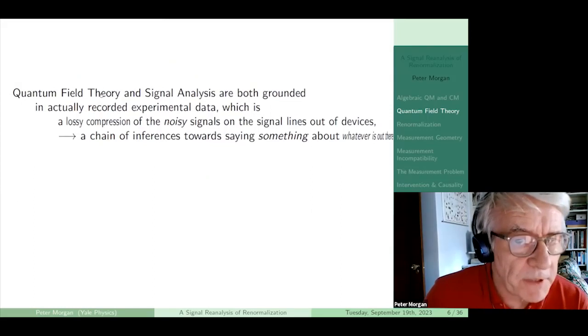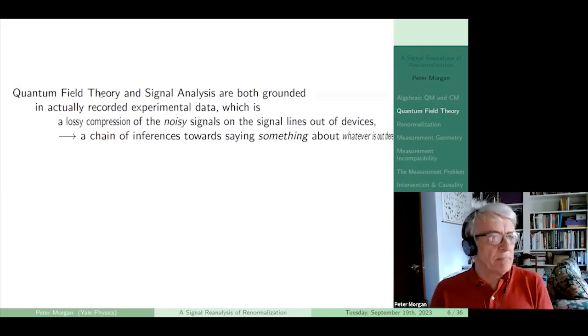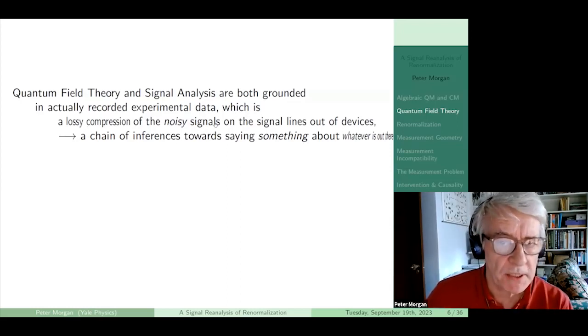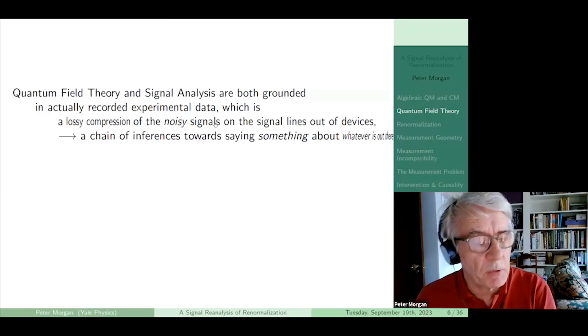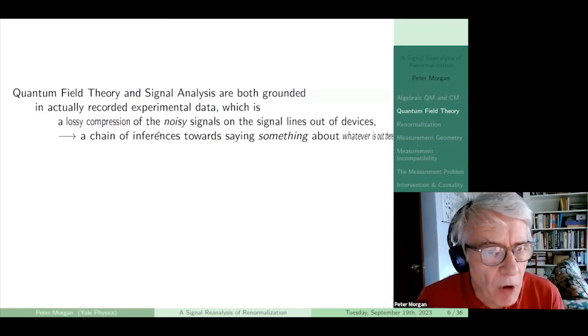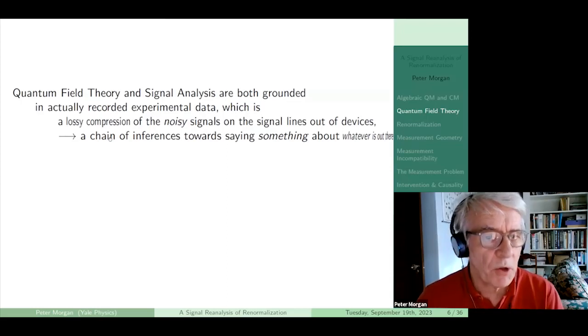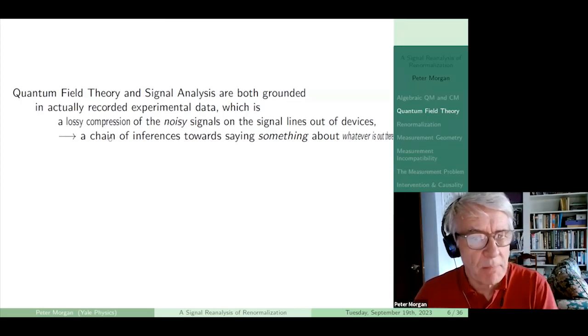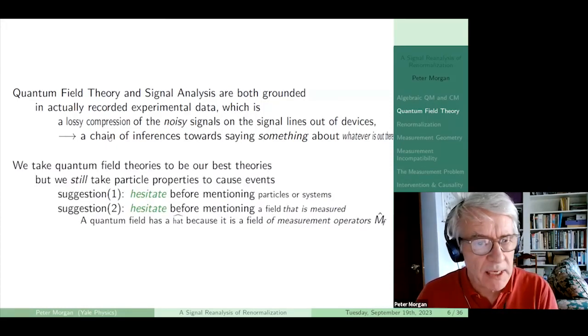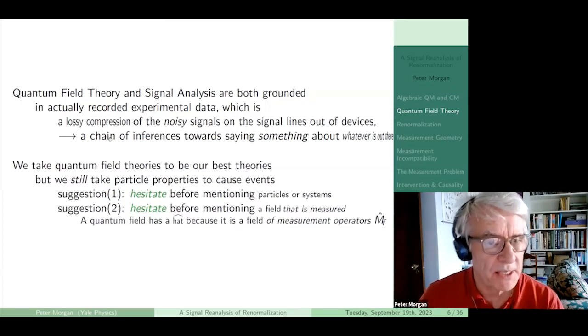So I think that quantum field theory and signal analysis are both grounded in those actually recorded experimental data. But it is a lossy compression of the noisy signals. Even if we record every picosecond, still we could have been recording every femtosecond. And from that data, which we want to be enough to make some kind of inference about what we can say about whatever there is out there. So we want to be realist at that level. We want to be able to say something.